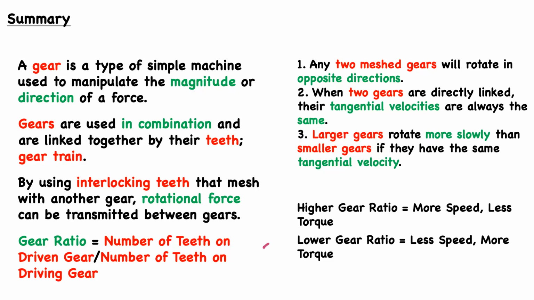And then we have our summary of the effects of gear ratio, which is that the higher the gear ratio, the more speed but the less torque. And then conversely, the lower the gear ratio, the less speed and the more torque.